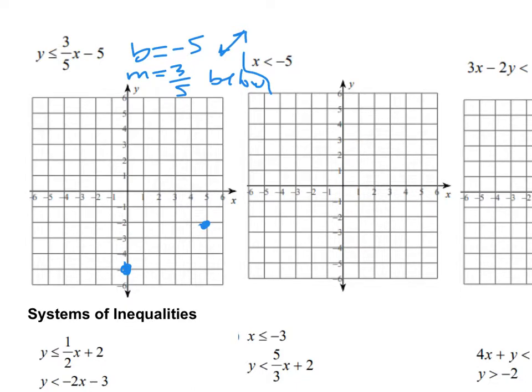Then I'm going to connect these with a solid line. And I already decided it's less than, so I'm going to shade it below that line. The next inequality only has one variable. If it has one variable, that means it's either Hoy or Vux. Since this is x, it's going to be Vux.